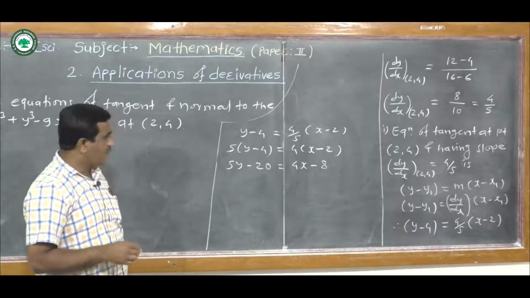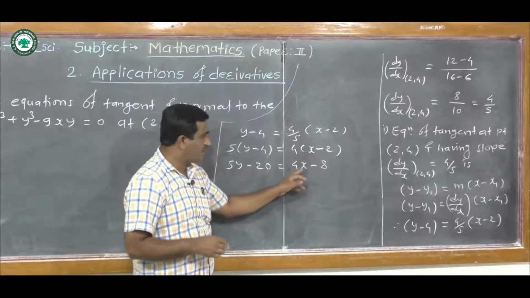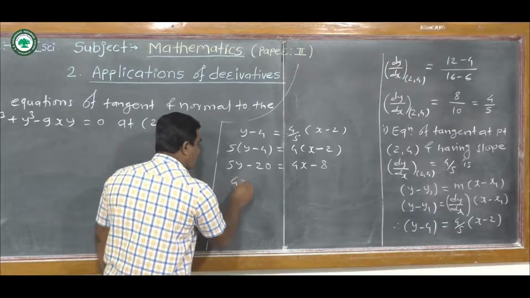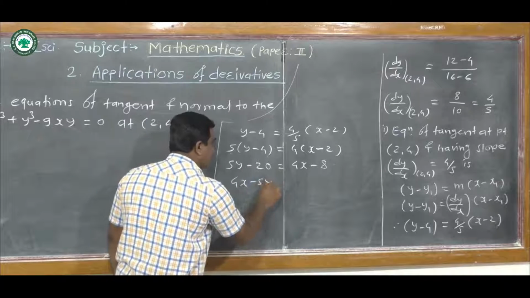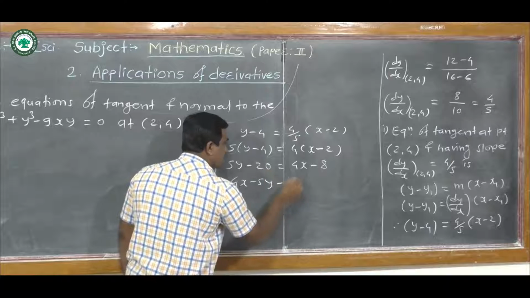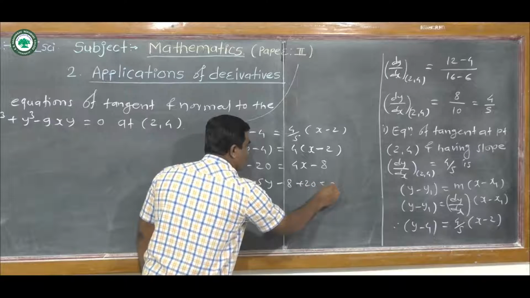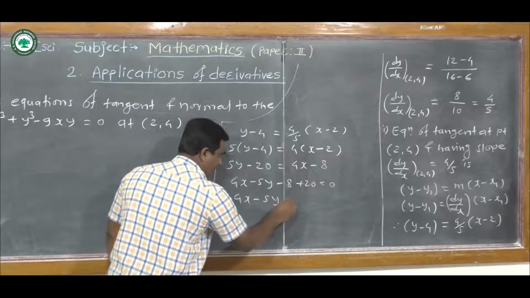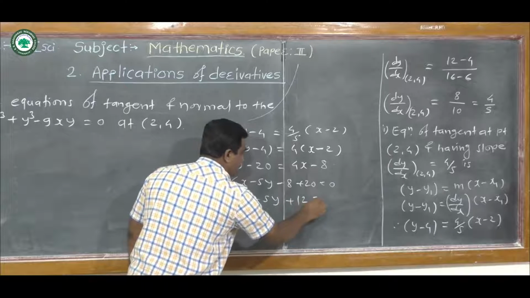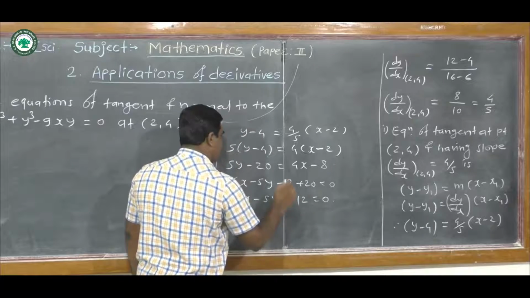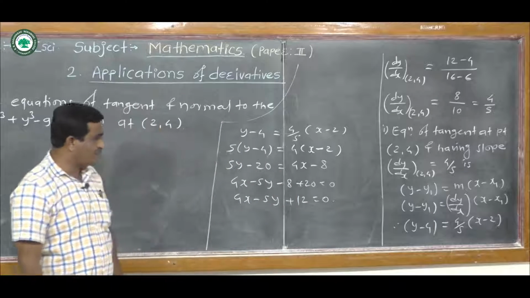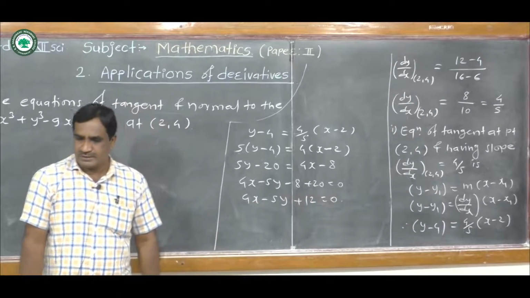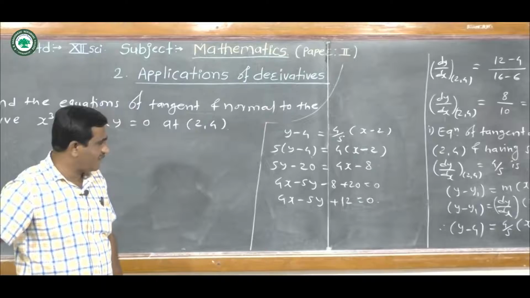Okay, now take all terms to the RHS. We want term of x positive, therefore we can write 4x minus 5y minus 8 plus 20 equal to 0. That is 4x minus 5y plus 12 equal to 0. Minus 8 plus 20 equal to 12. That is, we get 4x minus 5y plus 12 is equal to 0. This is the required equation of tangent.